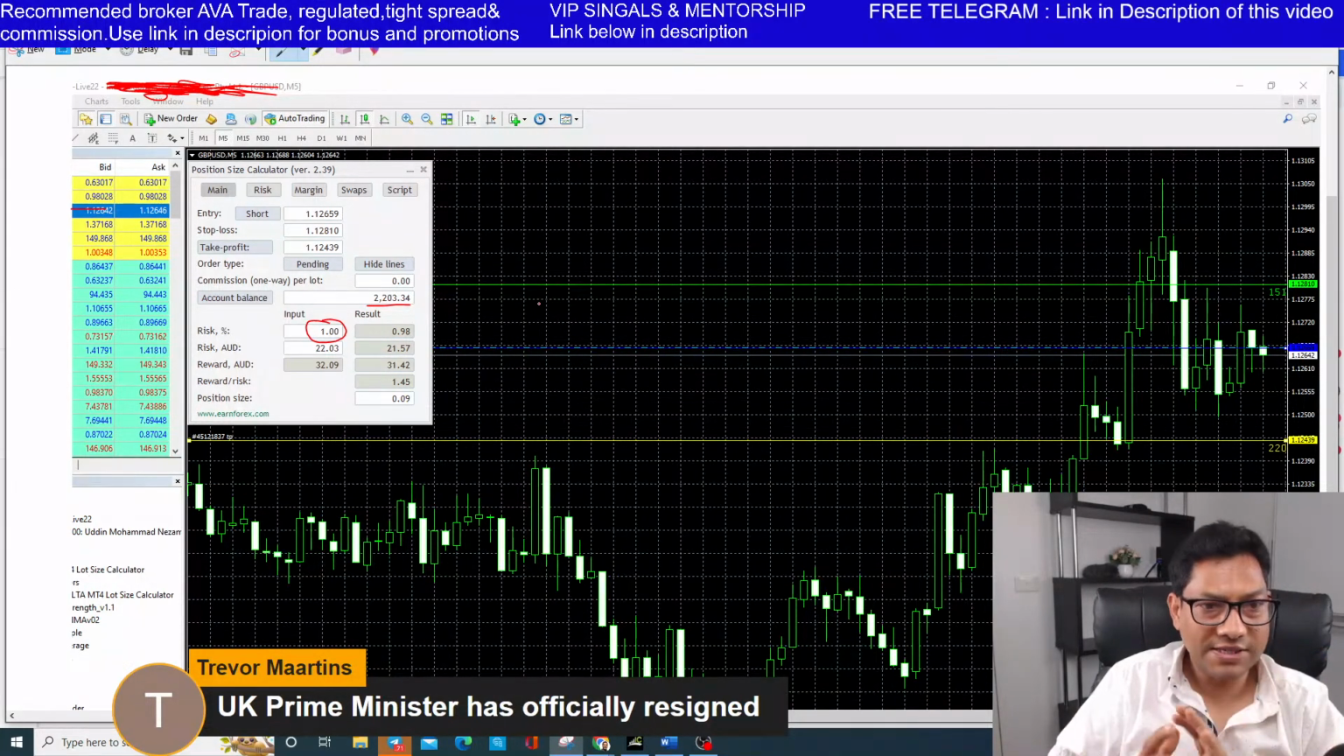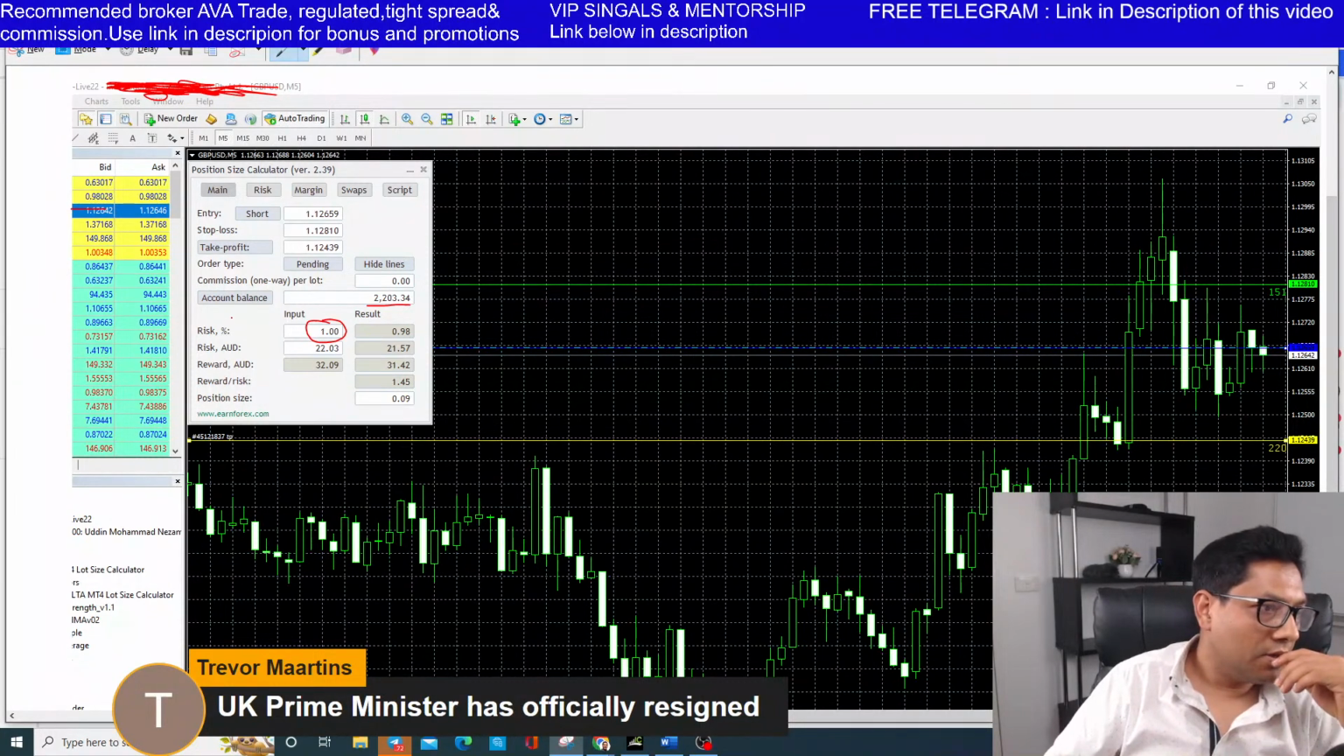As I told you, I scalp in a smaller account because scalping is sometimes a little bit risky, so I don't keep a big risk on my account. My risk on this trade is $22. If I lose, I'll lose $22. If I gain, then I'll gain $32 on this trade.